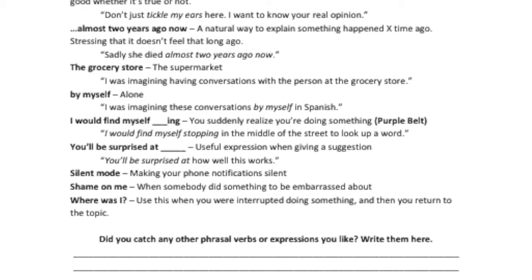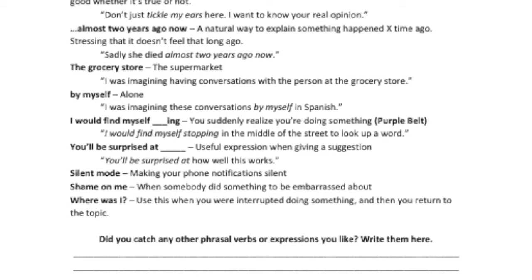And next, again with mode, put your phone in silent mode, which I didn't do during the show. Next, shame on me. When I did something I should be embarrassed about, shame on me. I didn't put my phone in silent mode. Shame on me. And it's kind of a light-hearted way usually to say this. So it's not super serious.